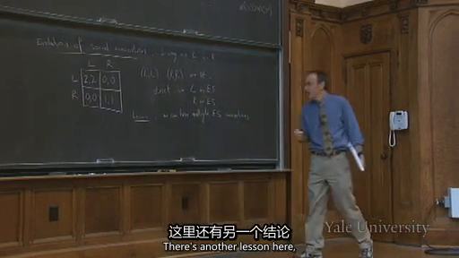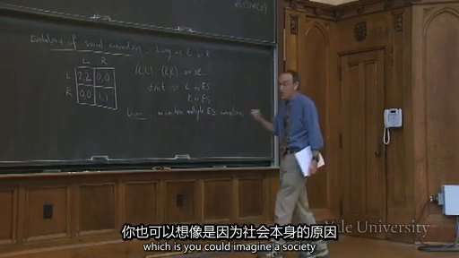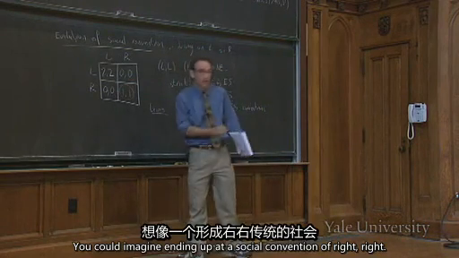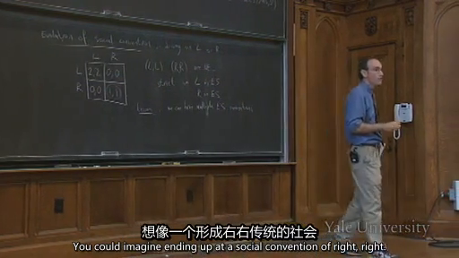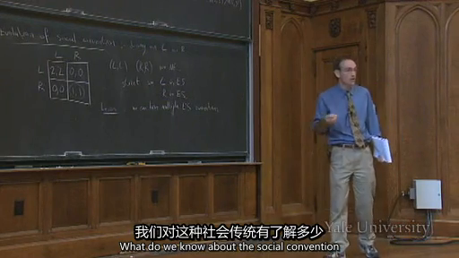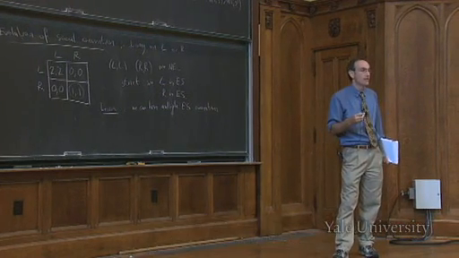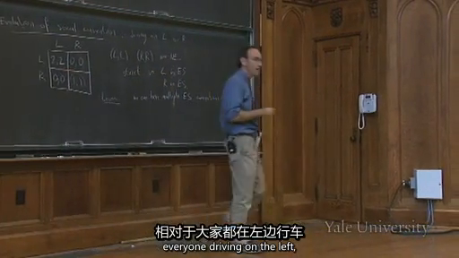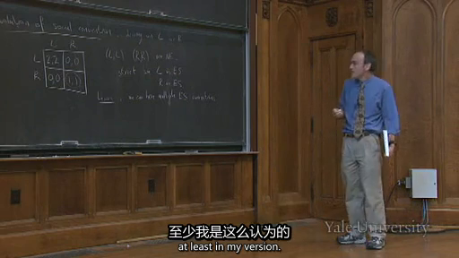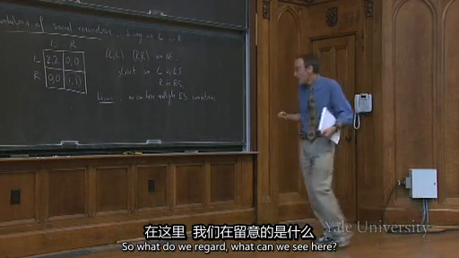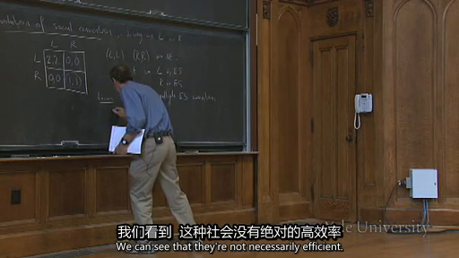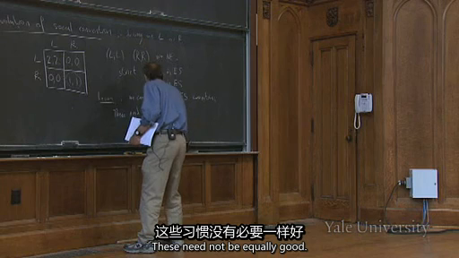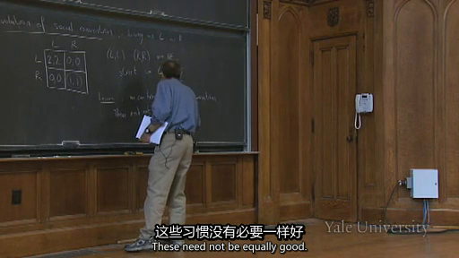And there's another lesson here, which is you could imagine a society settling down to a social convention down here. You could imagine ending up at a social convention of right. And what do we know about the social convention of everyone driving on the right? We know it's worse than the social convention of everyone driving on the left, at least in my version. So what we see here is that these are not necessarily efficient. These need not be equally good.